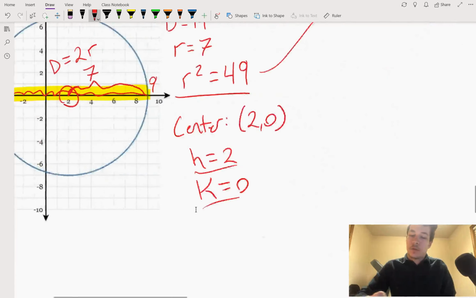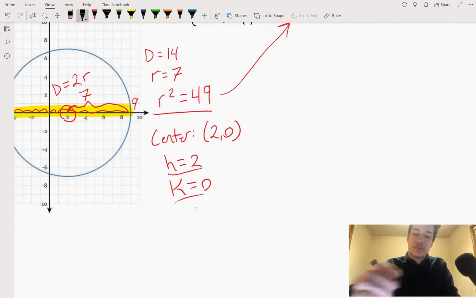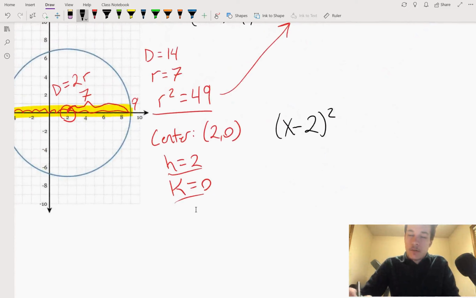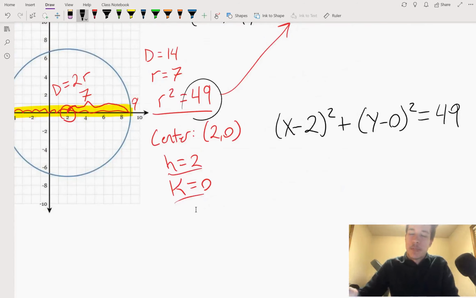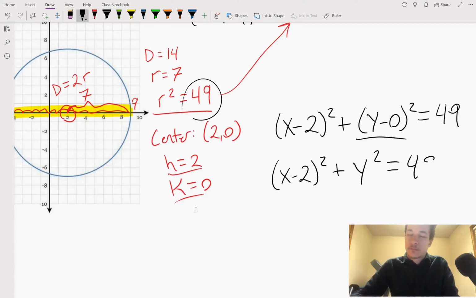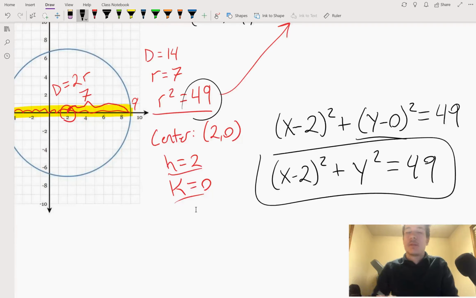h, k, r squared, we are ready to write the equation. X minus h squared plus y minus k squared is equal to r squared, or not r, remember it's 49. And we could simplify this one more step just by rewriting this term as y squared. And this is what I would type into Delta Math for problem number 2.